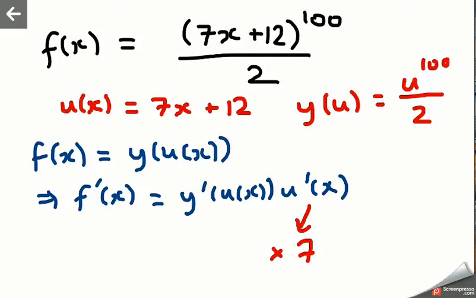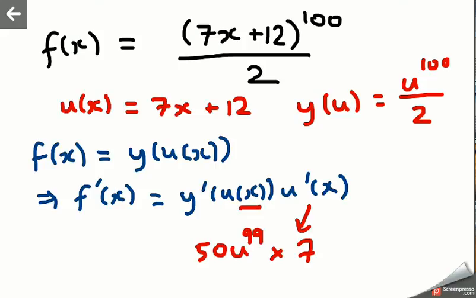Well, y prime of u is 100 divided by 2 times u to the power of 99. So 50 u to the power of 99. Oops. Because remember, we're dividing the 100 by 2 on the bottom there. So it's 100 divided by 2 times u to the power of 99. So 50 u to the power of 99.